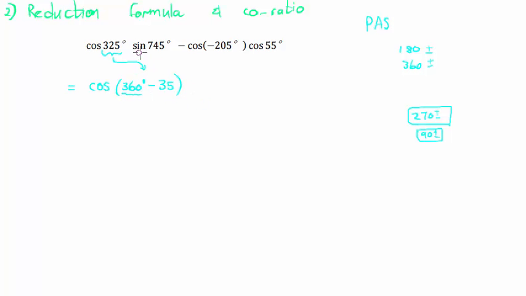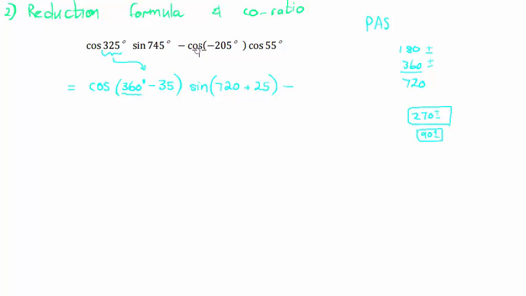Okay, what about sine of 745? Good, you can use any multiple of 360. So 360 times 2 is 720. So you could just say this is 720 plus 25. Now this one is minus. You'll notice there's no multiply in between here.